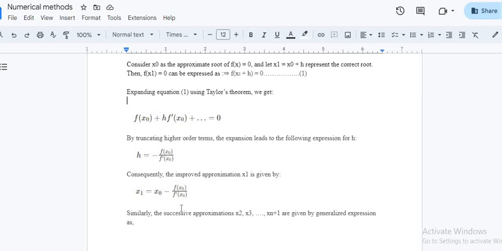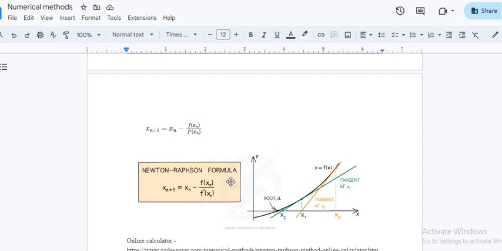You can generalize this root. You can go for a number of iterations. So one can write the Newton Raphson formula: xn plus 1 is equal to xn, which is the initial case for that particular iteration, minus f divided by f prime.